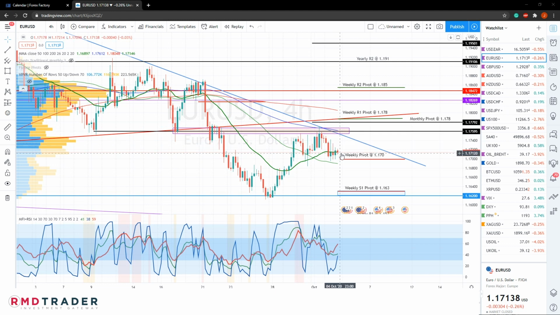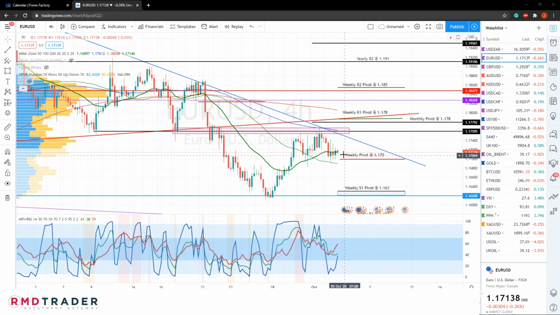At this stage, we are also seeing resistance tightening due to this overhead diagonal, meaning currently we are looking at this 1.174 level as our level of resistance. Any rejection from this level would likely force price into our weekly pivot at 1.170. If price then closes or breaks below that level, that will take us even lower towards our weekly S1 and this area of support at 1.162. This is the area that I've indicated here in blue.